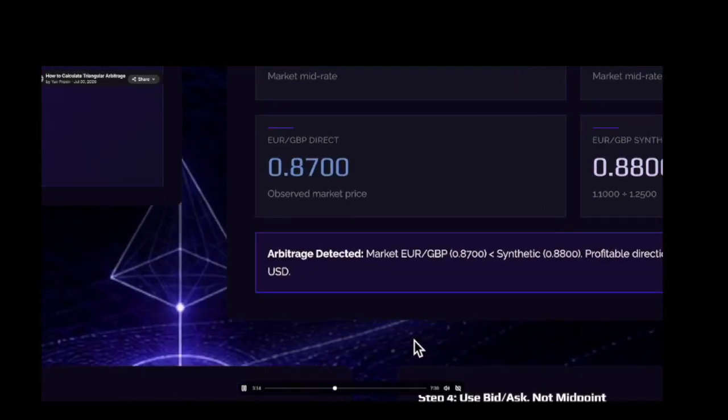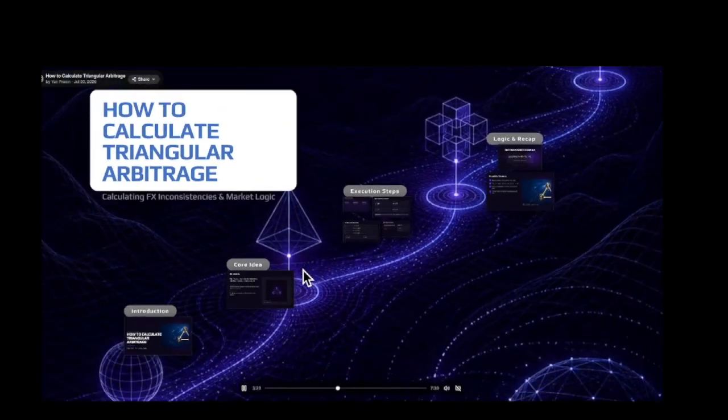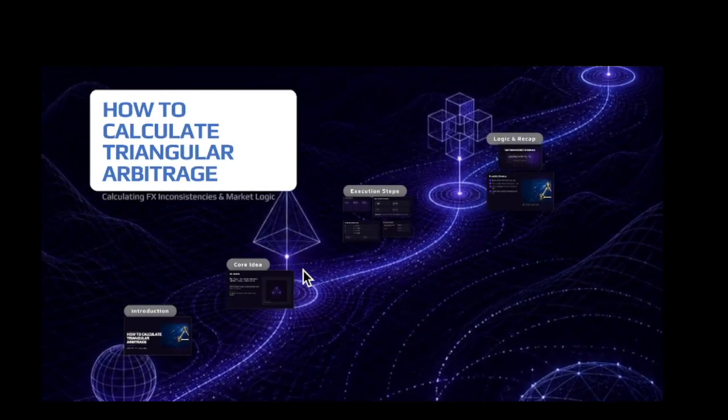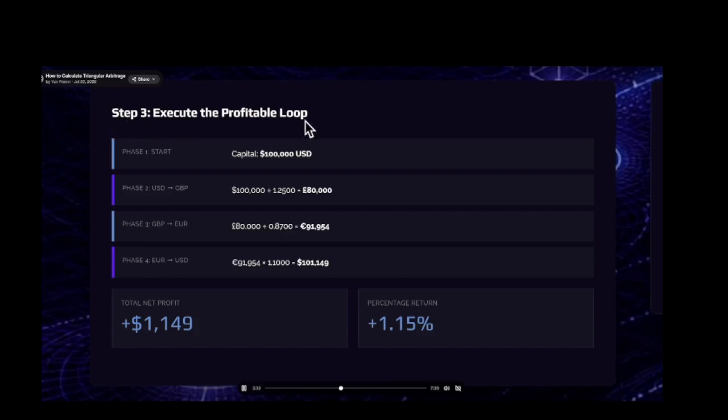The profitable direction is therefore to obtain pounds, use those pounds to buy euros, and then convert the euros back into dollars. With the trade identified, we can now model the actual execution and the resulting return on capital. Step 3. Execute the profitable loop. Let's start with $100,000. First, we convert dollars into pounds. Because GBP/USD is 1.2500, we divide $100,000 by 1.2500. This gives us 80,000 pounds.